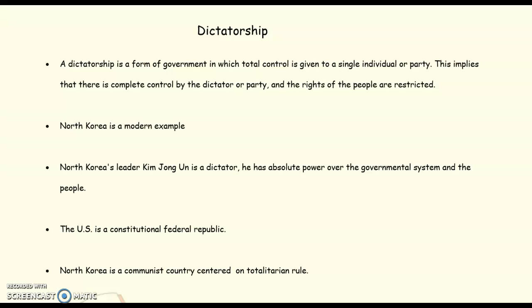The U.S., however, is extremely different. It has a constitutional federal republic, and its citizens have more rights. They have freedom of speech, freedom of press, freedom of religion. None of that is in North Korea. North Korea is a communist country, and it is centered on totalitarian rule.